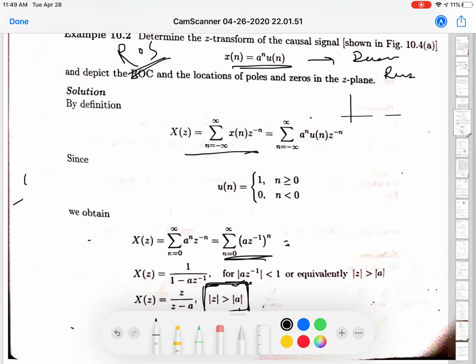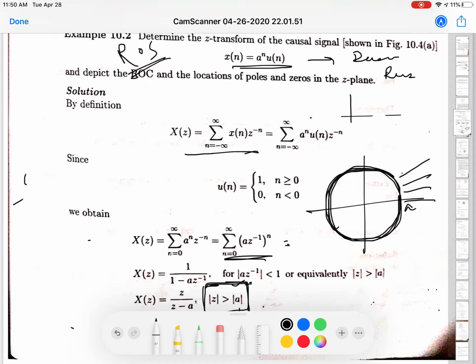Now in the Z plane we can draw it as, in the Z plane if you have to draw the ROC for this given transform, then this is the Z plane. Mod of z greater than a means the magnitude is greater than a. Draw a circle of radius a, and along this circle define the value of z. Mod of z magnitude greater than a will be this.